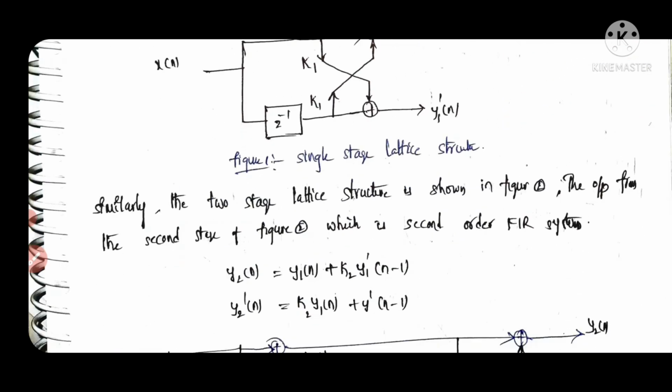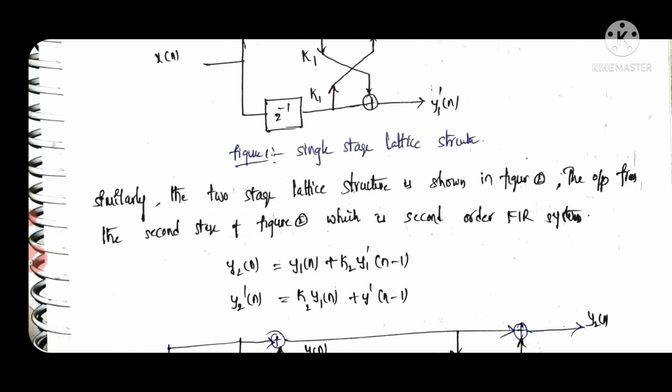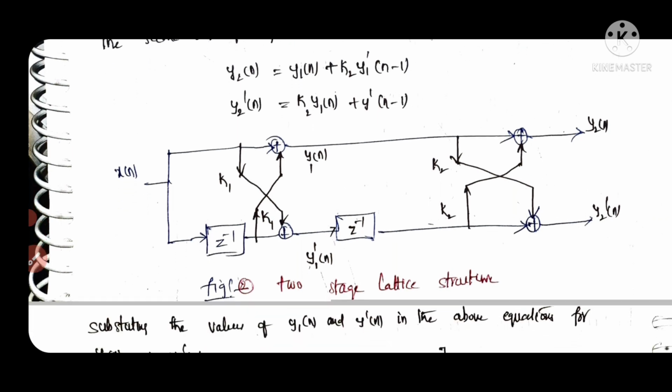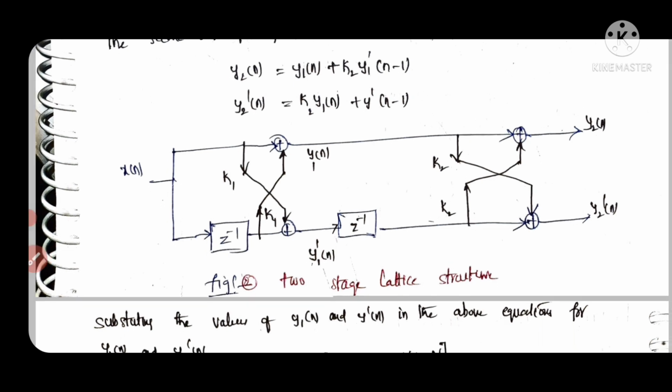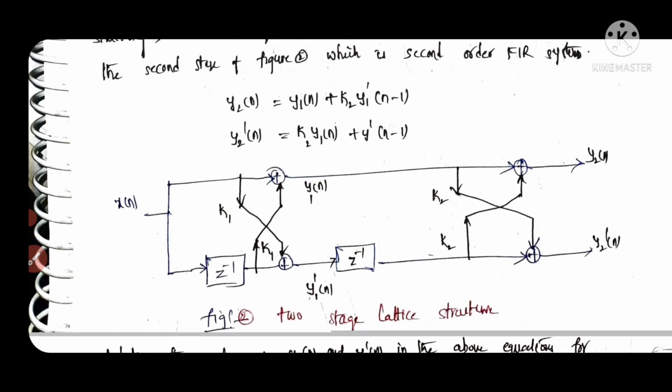So after that, similarly, if we consider the two stage lattice structure, it can be shown in the figure below. The output from the second stage of figure 2 is the second order FIR system. That means in the first order system we saw it consists of only one delay element. But if we go for the second order system, the order represents that it consists of two delay elements. Therefore that's why it is called a second order system. So in case of the second order system, see this figure very clearly.